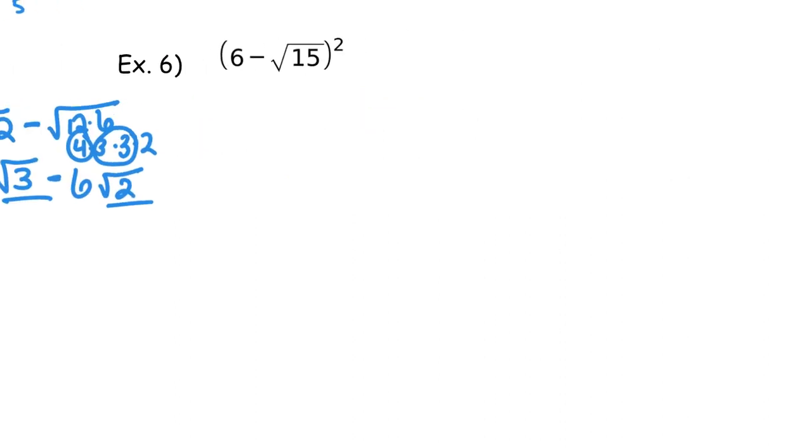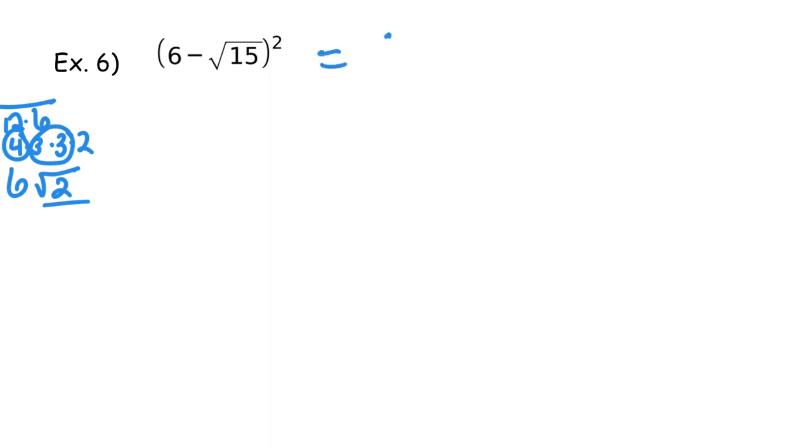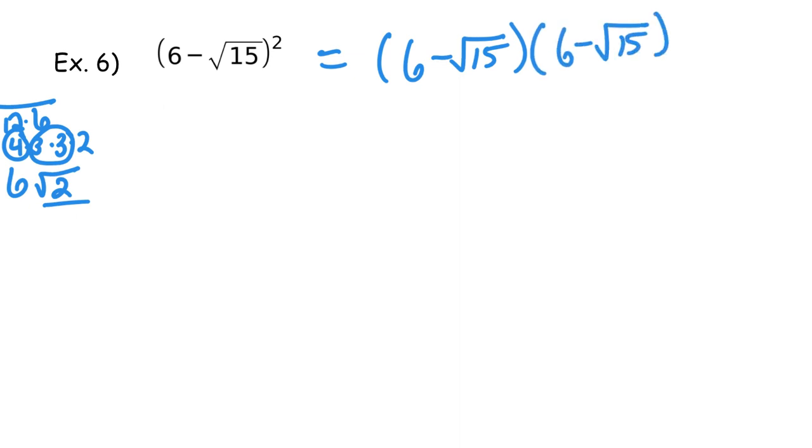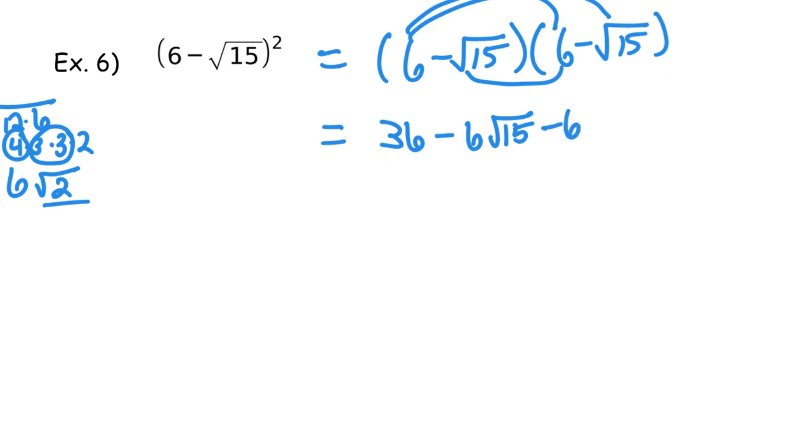Okay, so let's try the next one. This one is going to be, remember, you cannot distribute that 2. It is actually 6 minus the square root of 15 times itself, which means we got to do all that foiling stuff. So we got 6 times 6, or 6 squared, 36. Then we got 6 times negative square root of 15. Now, because these are exactly the same, we're going to get the exact same thing here. So we could have in our head just said, oh, and doubled it.